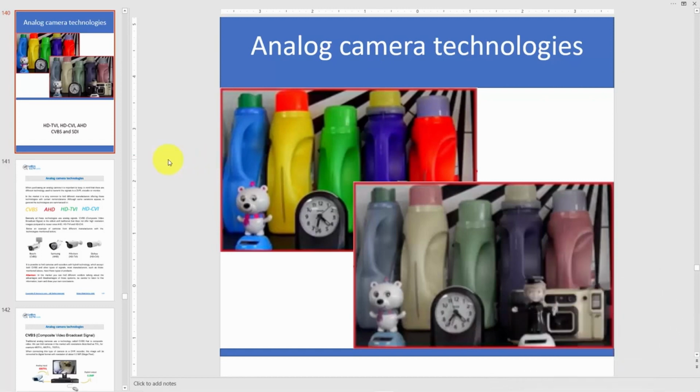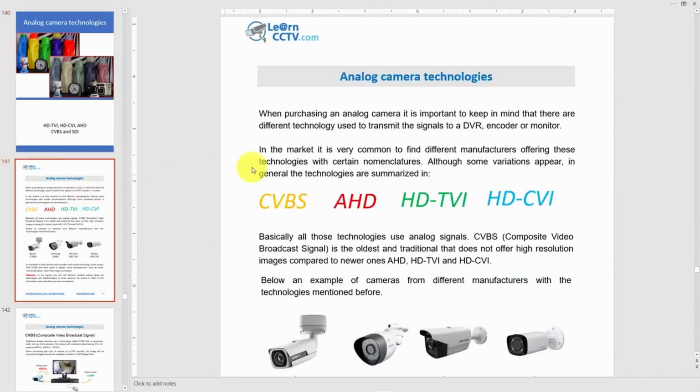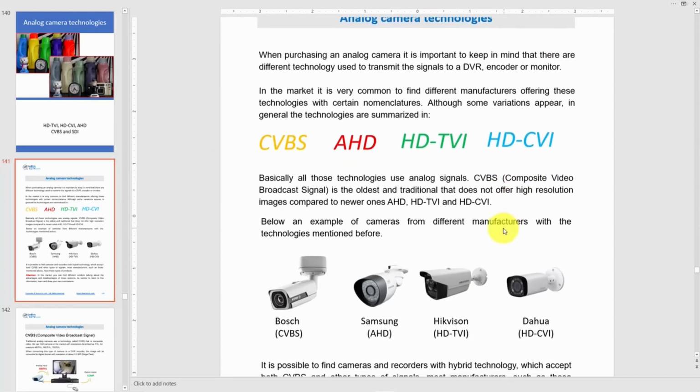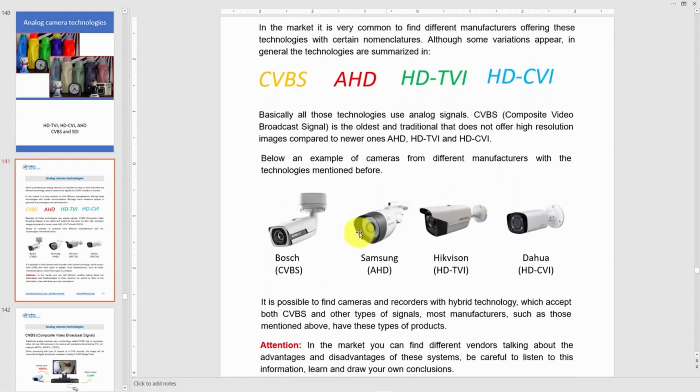So let's talk about analog camera technologies. I'm talking here about CVBS, A8D, HD-TVI and HD-CVI. As you can see here, there are different manufacturers. Let's say, for example, Bosch, you can find CVBS cameras. You can also find HD cameras from Samsung, for example. Hikvision, HD-TVI, and Dahua, HD-CVI. It's not exclusive, right? You can find different manufacturers with different technologies here.